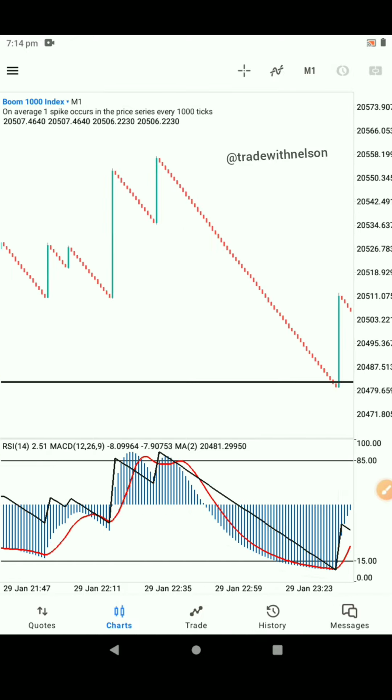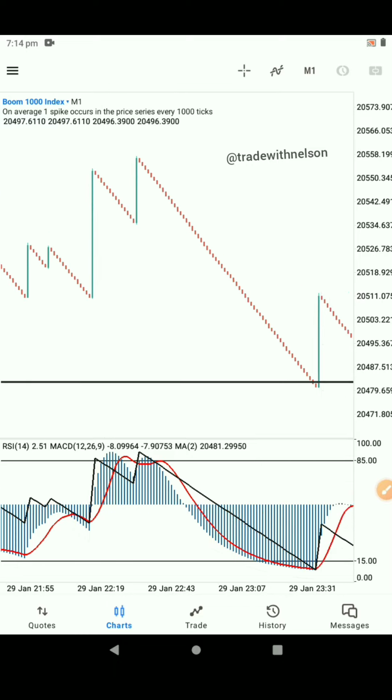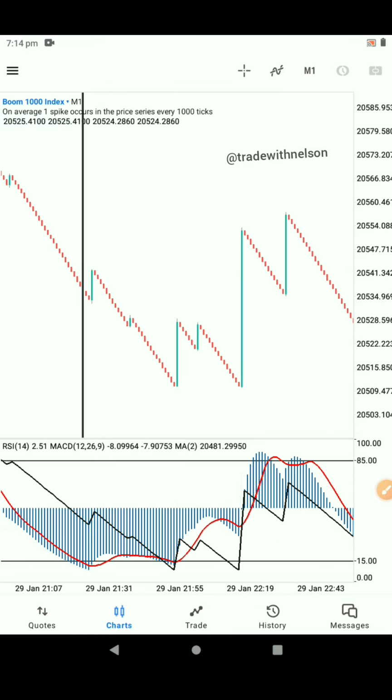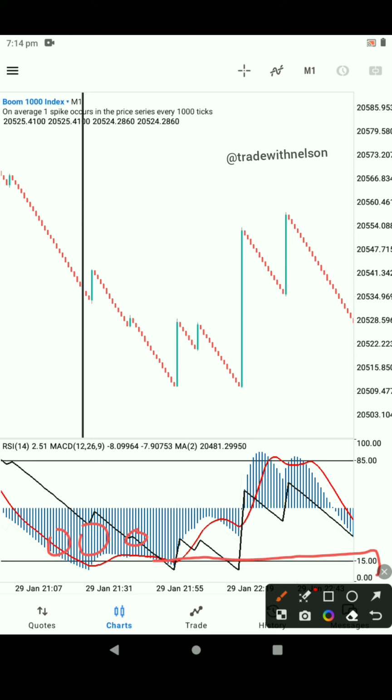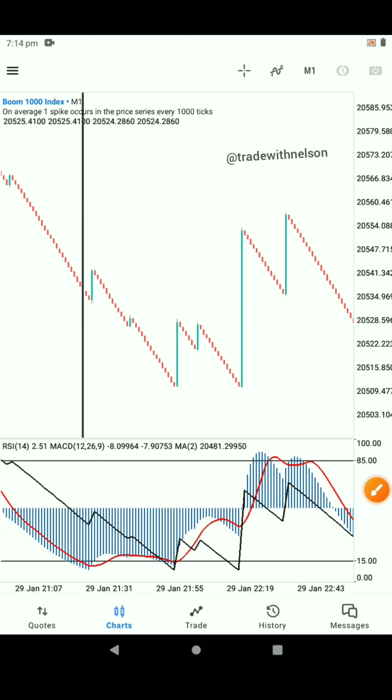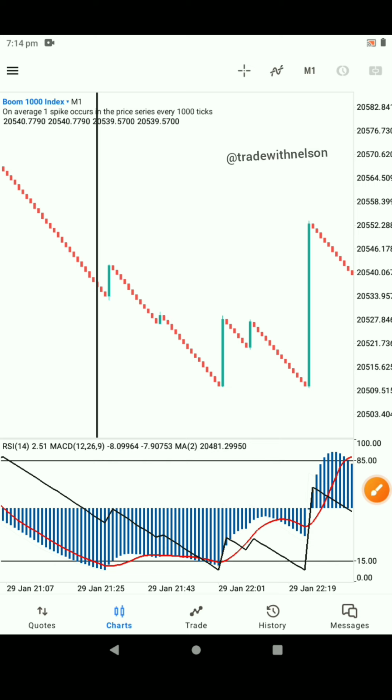So what is our interest in this strategy? After we see the market change trend, what we are waiting for is to see this blue, which is the MACD, this red, which is the MACD signal, and this black go below the 15 level. Once we have that, then we have our signal.